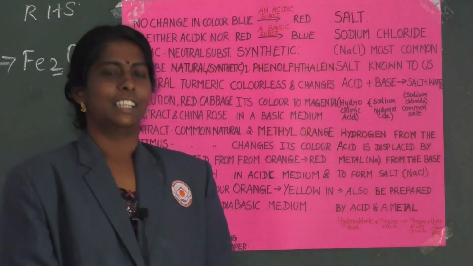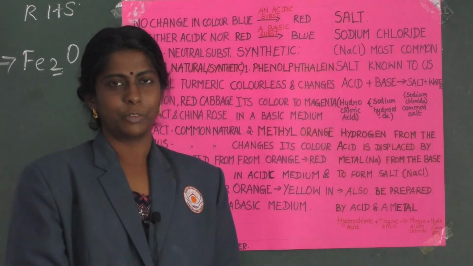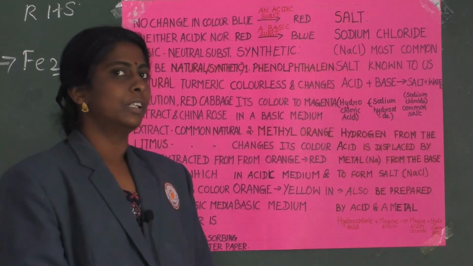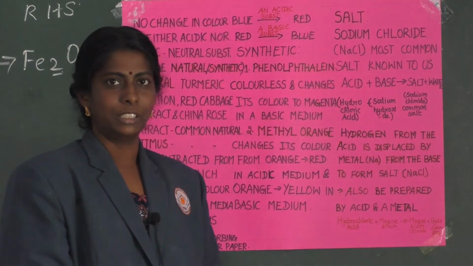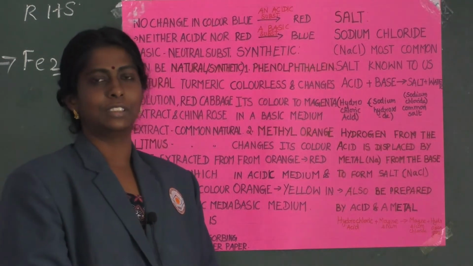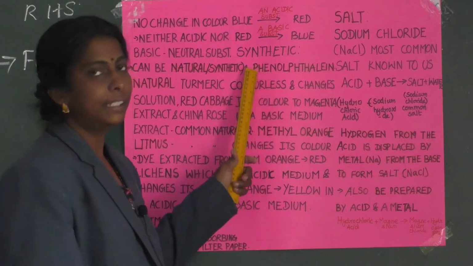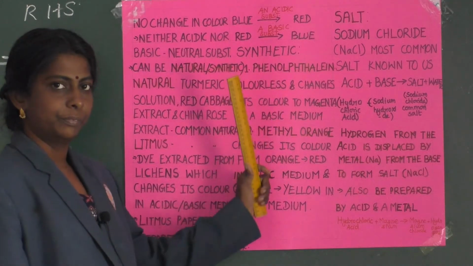Yes children, now let us learn about synthetic indicators. As of now we have learned about natural indicators like turmeric solution and hibiscus solution, isn't it? Yes. Now about synthetic indicators. The first one is phenolphthalein.